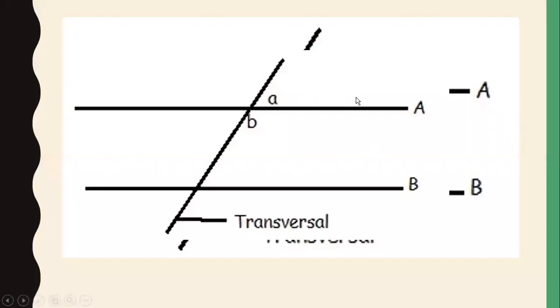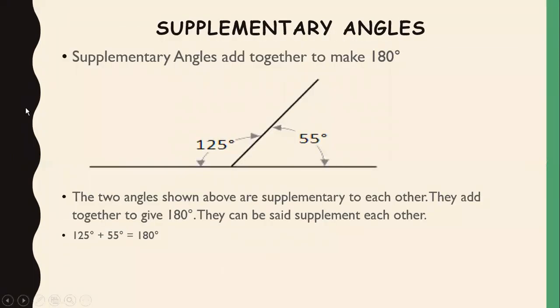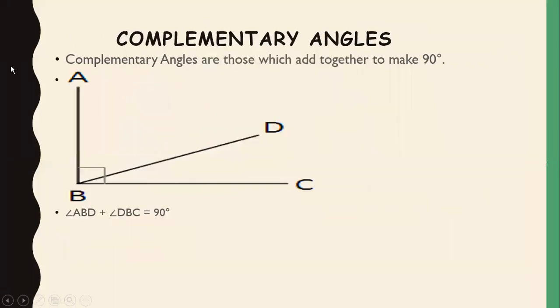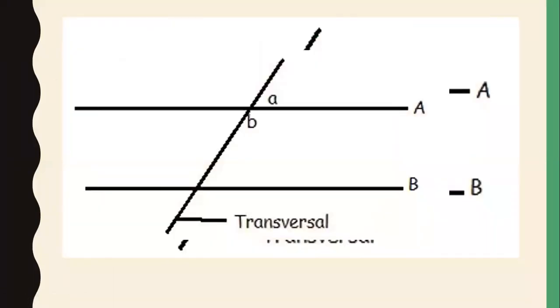Now looking at this slide, we realize that it's also telling us the same thing, right? About this, and you can see this line drawn. It's called a transversal, right?